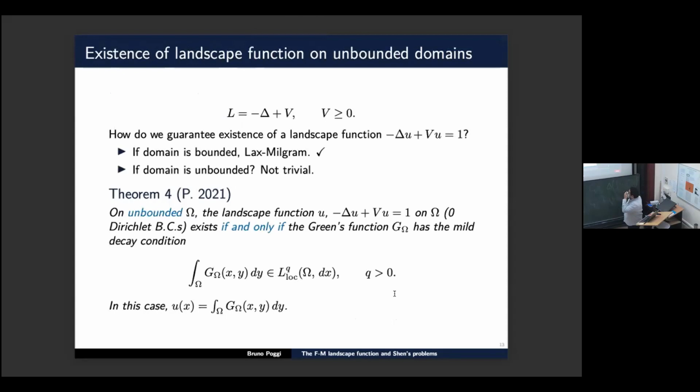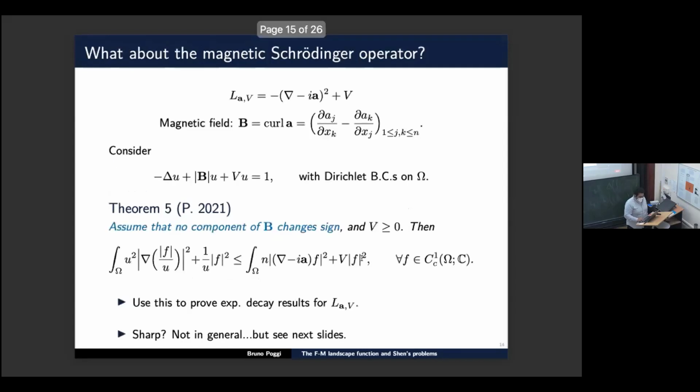Now, this is just a technical slide: if the domain were bounded, then the solution to this is just like Lax-Milgram. If it's unbounded, then it's not clear, because 1 is not a function you can use Lax-Milgram with. But you can give equivalent conditions, basically asking the Green function has enough decay, and that will be it. And that is satisfied when V is in the reverse order class, and it's not identically 0.